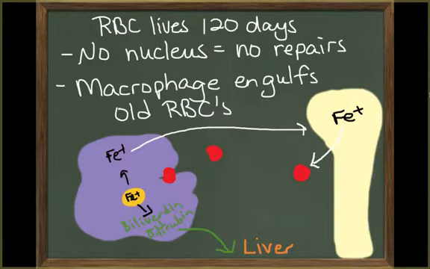With no nucleus, there is no repair mechanism for the red blood cell. Instead, it only lives for 120 days, then either ruptures or a phagocyte engulfs it as it starts to look worn down. New red blood cells are made and enter the bloodstream as fast as old ones are taken out of circulation. Macrophages in the liver, spleen, and bone marrow remove the hemoglobin molecules from the ruptured red blood cells.